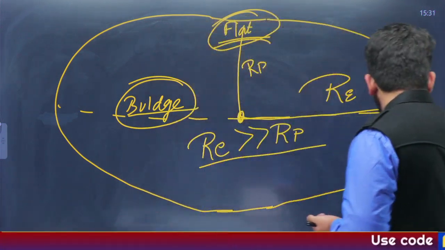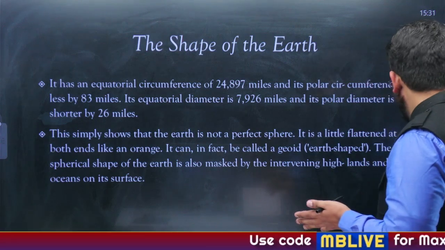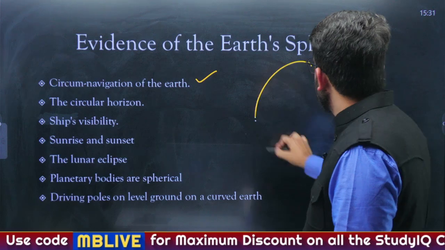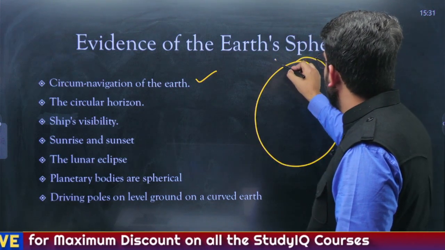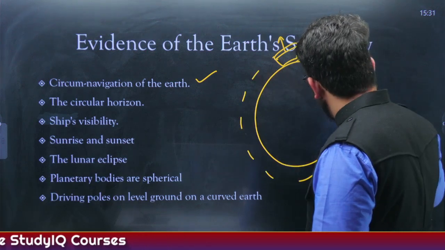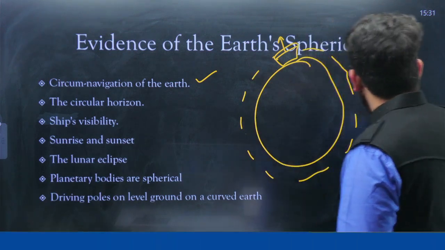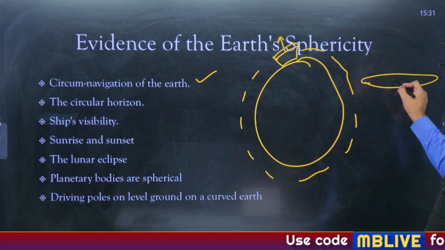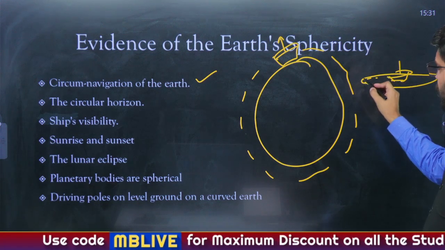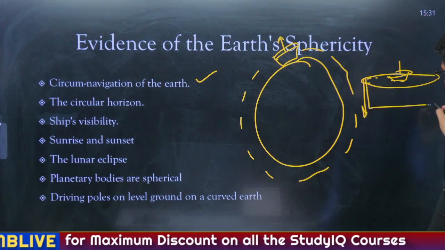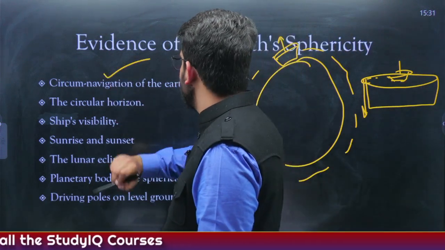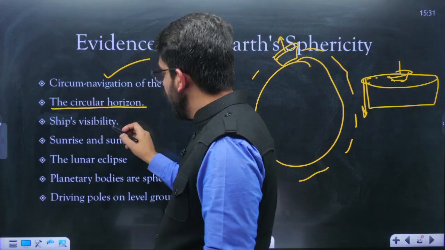There are several evidences which are given in your book, like circumnavigation of the Earth. That means if we start our ship from here, we can complete the whole circle. It is not something like if we start our ship from here, go here and we will fall like this. No, it's not like that. So one is circumnavigation of Earth, second one is circular horizon.